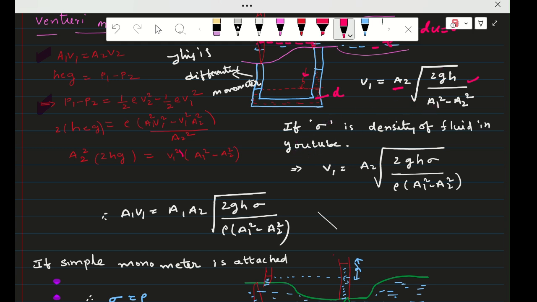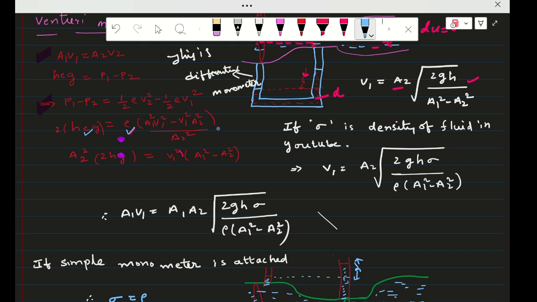in this equation here I have taken density as rho, and here also the same density. I have taken the same liquids. The flowing liquid and the manometric liquid both have the same density. So then the formula is equal to 2GH by A1 square minus A2 square into A2. V1 means A2, V2 means A1. So you have to remember these formulas while solving the problems.